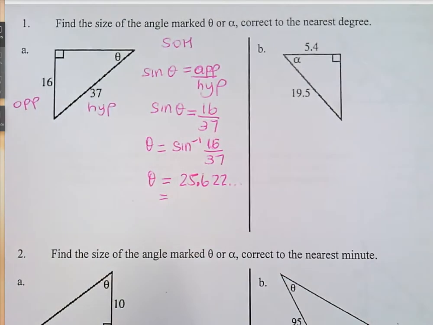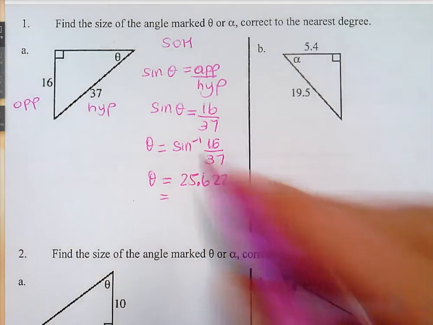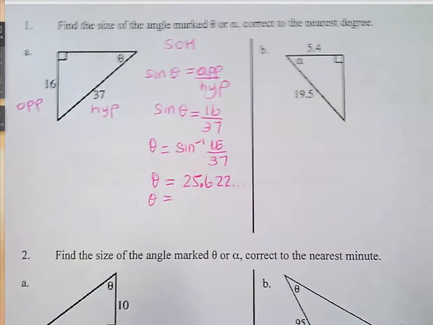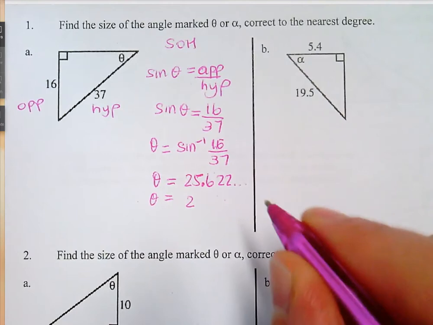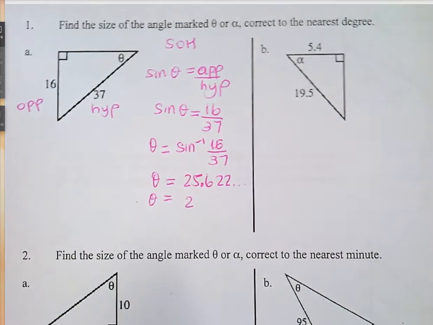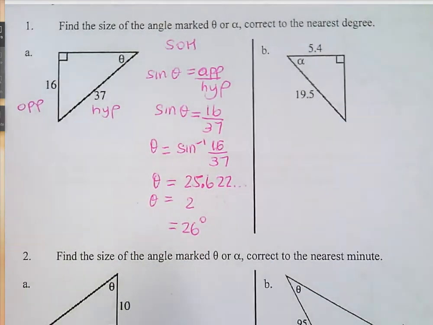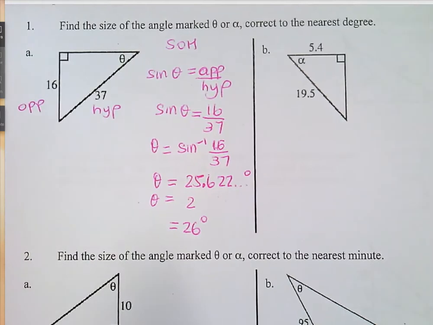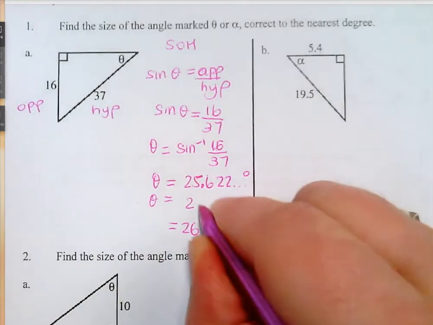So if you keep it in decimal format, you can just round to the nearest whole number. That's it. You may as well just keep it in decimal format, because tell me what that is to the nearest degree. 26 degrees. It is 25.622 degrees. But who changed it to degrees, minutes, seconds? Can you read it out again?